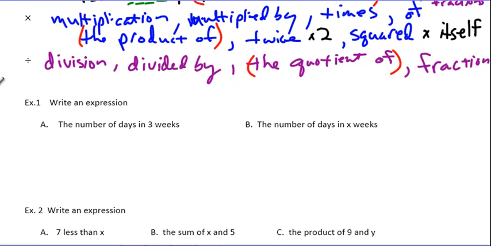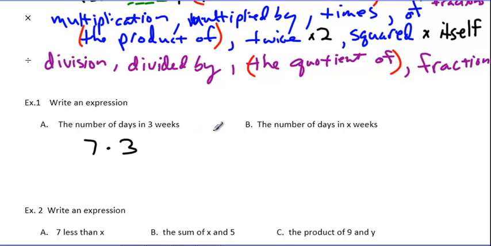We're asked to write an expression which shows the number of days in 3 weeks. So the number of days in 1 week is 7. We want to know the number of days in 3 weeks. So we would do 3 times 7. Moving on to B.